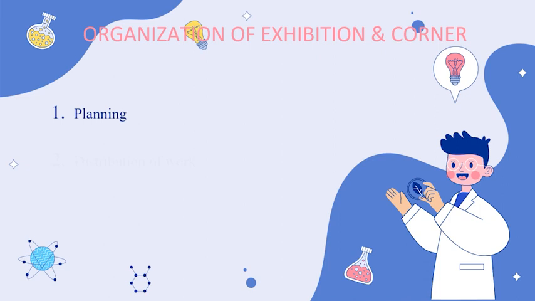First, objective and aims of the fair. Second, the scope of the fair. Third, procedure. Fourth, finance. Fifth, place, time and duration. And sixth, other factors and basic facilities.